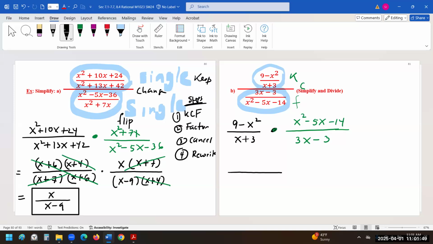Anaya, do you know how to factor 9 minus x squared? Let's see, this is 3 squared minus x squared. So it's difference of squares. 3 plus x, 3 minus x. Not x minus 3, it's 3 minus x. Whatever is the first, we always have to put that first. So 3 plus x, 3 minus x. And we have x plus 3, we keep it.